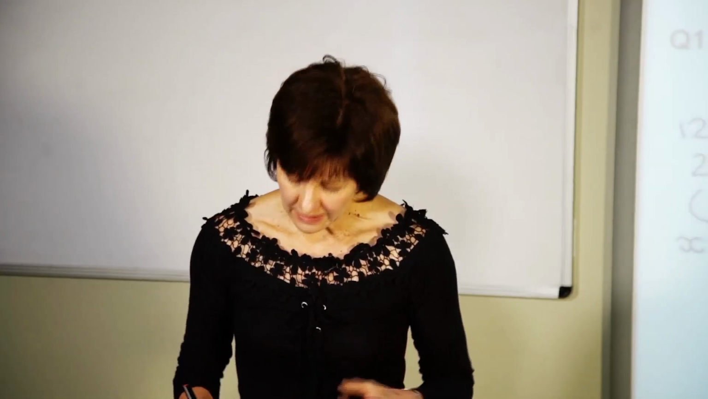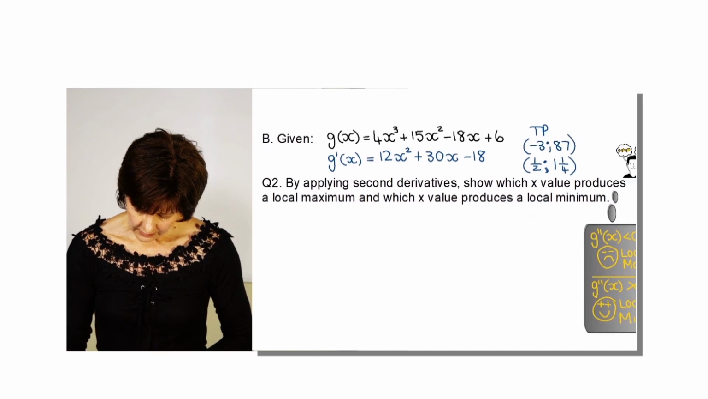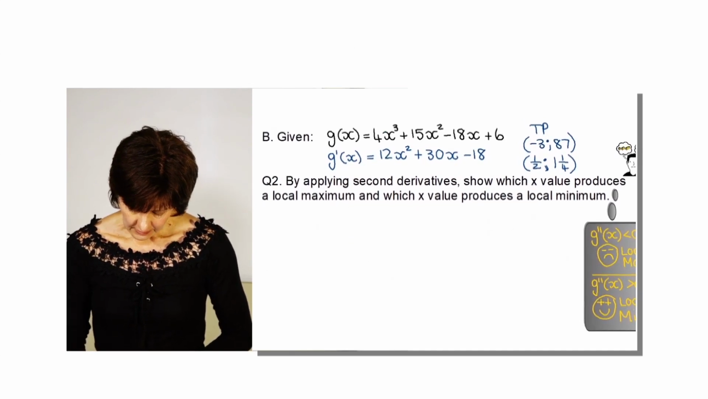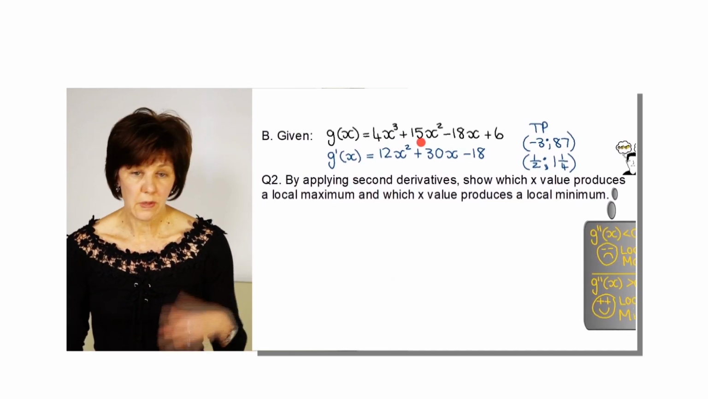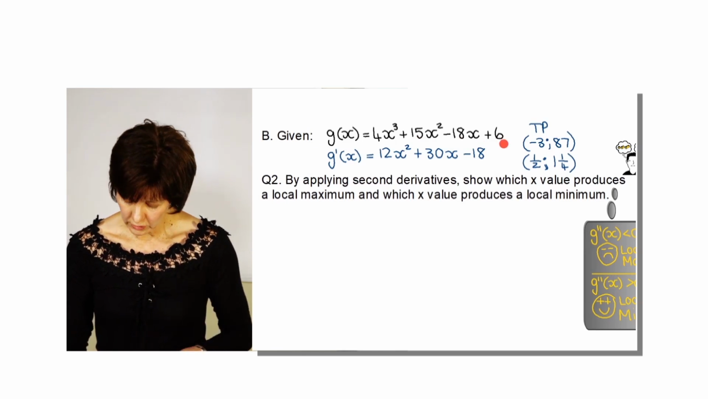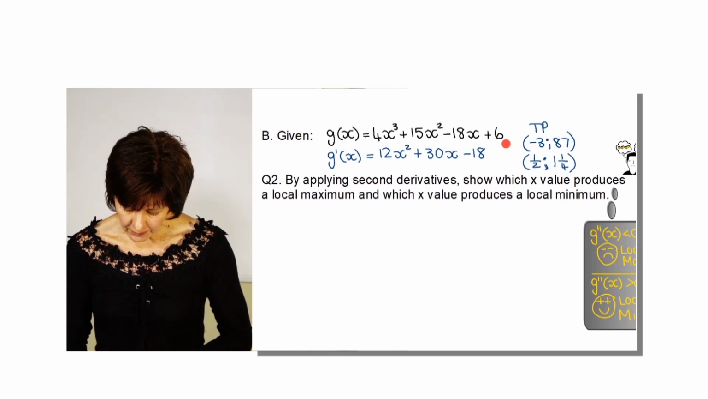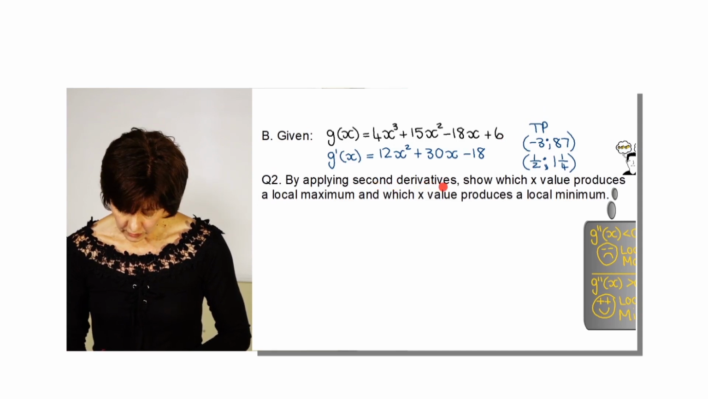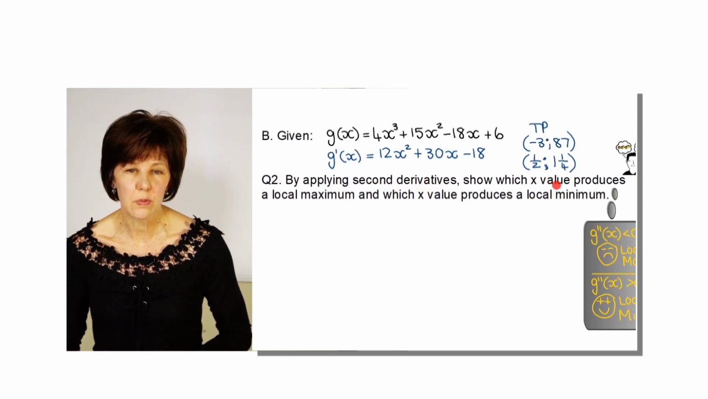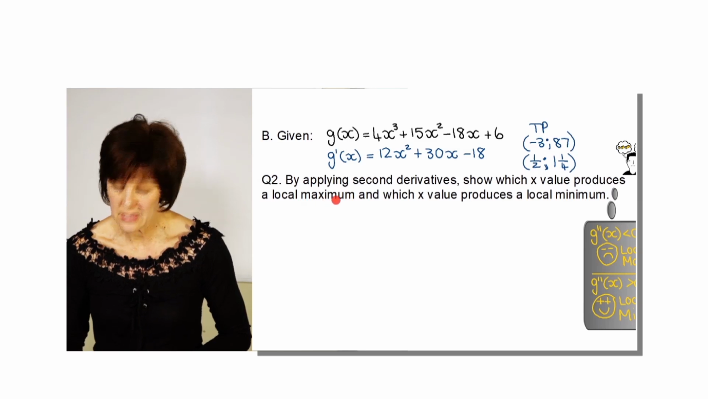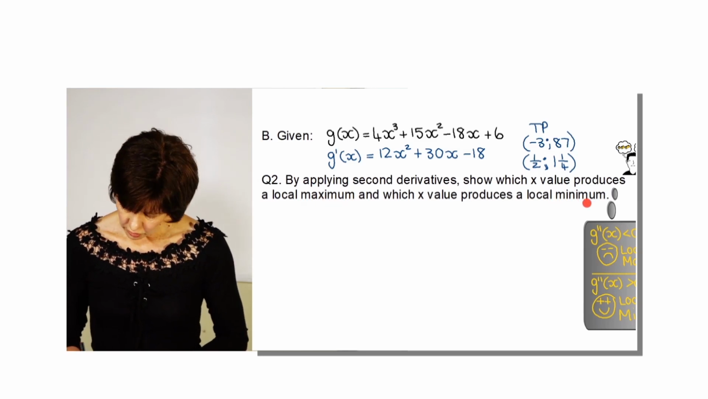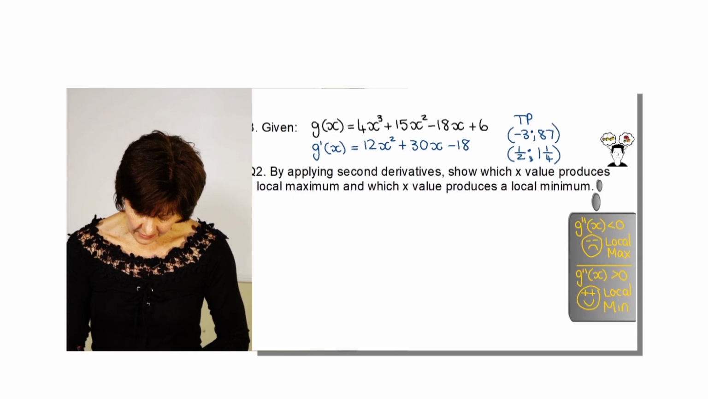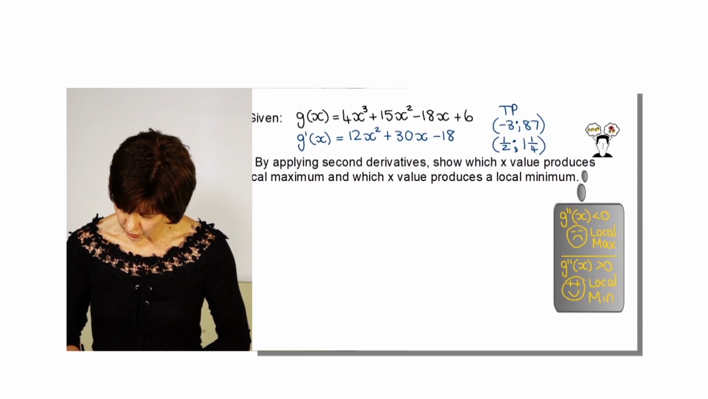Now, let's see what the other question is. The next question says, if you are given now still this g(x), the one that we have determined the turning points of, what is the question? They say by applying second derivatives, show which x value produces a local maximum and which one produces a local minimum. So maybe we should quickly remind ourselves on what we should know.